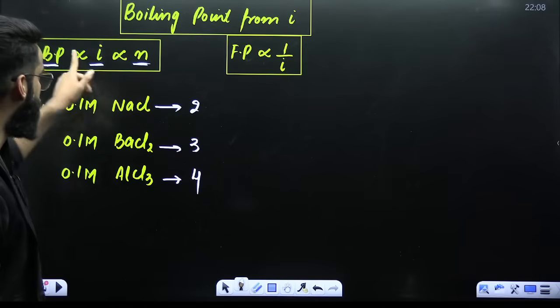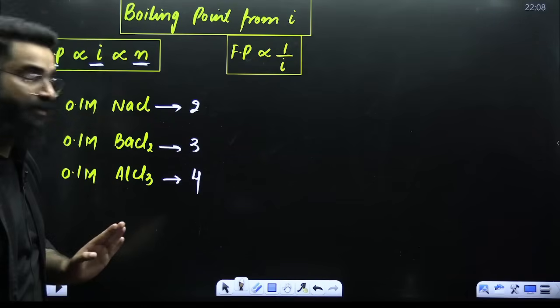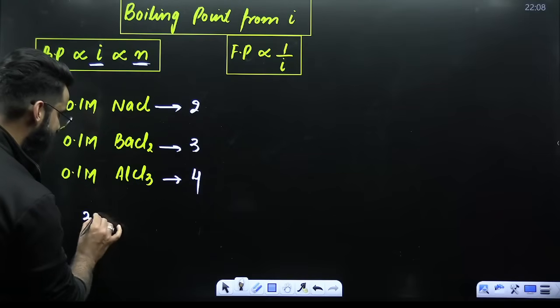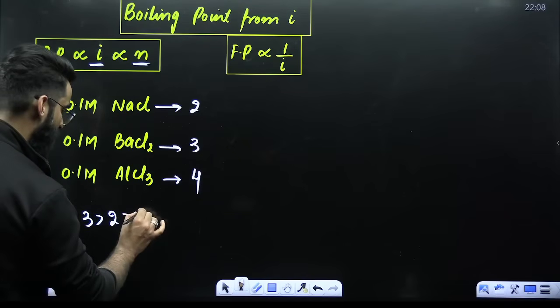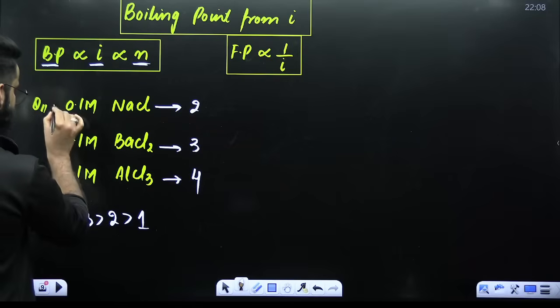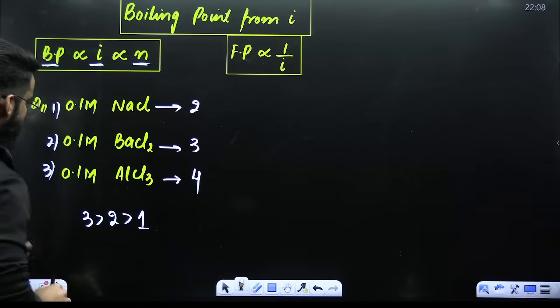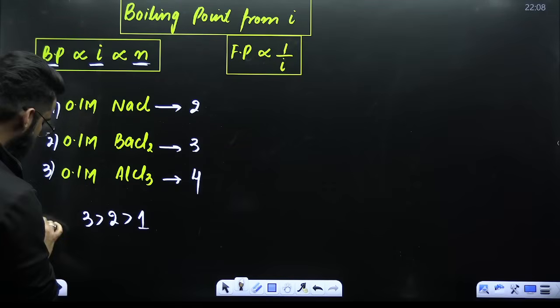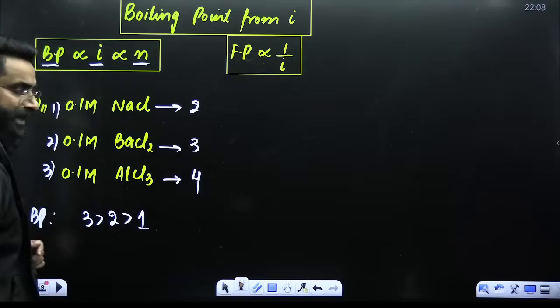The more the ions produced, the more the Van 't Hoff factor, and the more the boiling point. So the boiling point of the third one is going to be maximum, followed by the second one, followed by the first one. If this was first, this was second, this was third, I would say the third one will have the maximum boiling point, followed by your second one, followed by your first one.